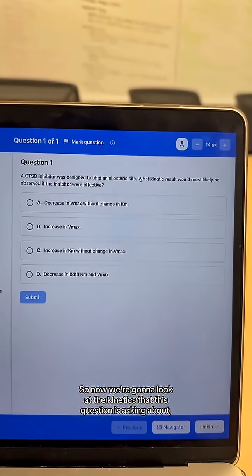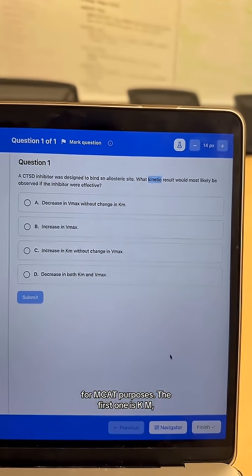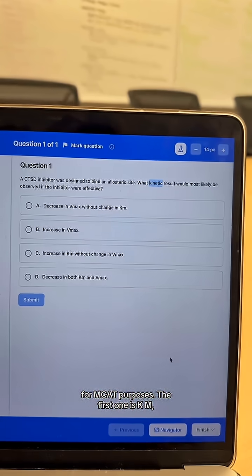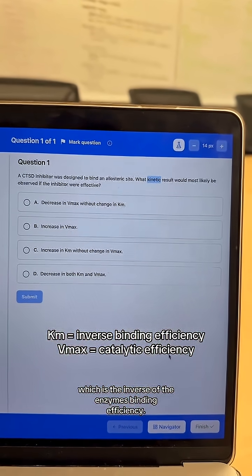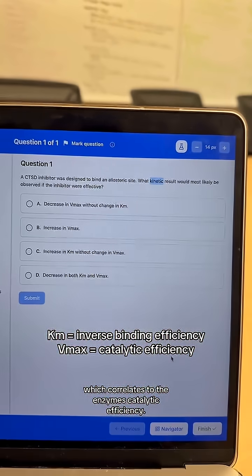So now we're going to look at the kinetics that this question is asking about, and there are two main kinetic parameters that we should be aware of for MCAT purposes. The first one is Km, which is the inverse of the enzyme's binding efficiency, and the second one is Vmax, which correlates to the enzyme's catalytic efficiency.